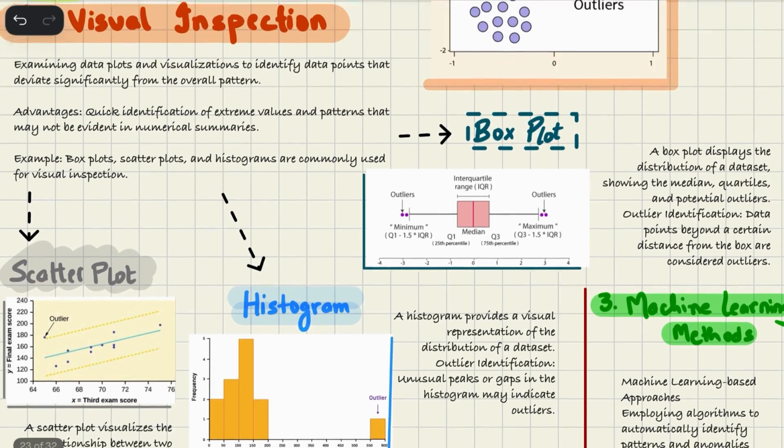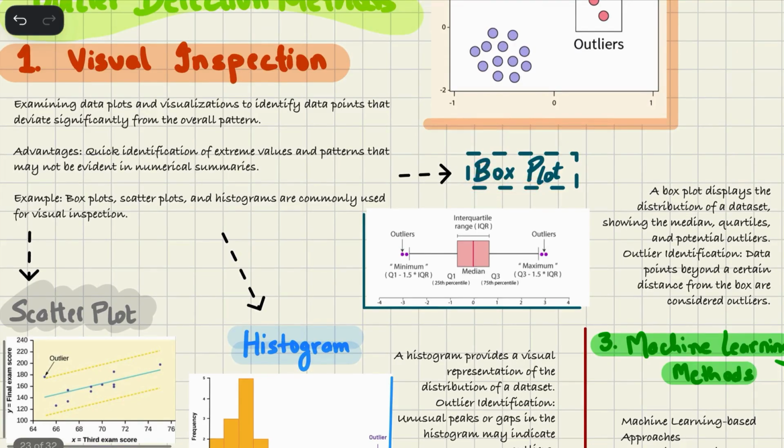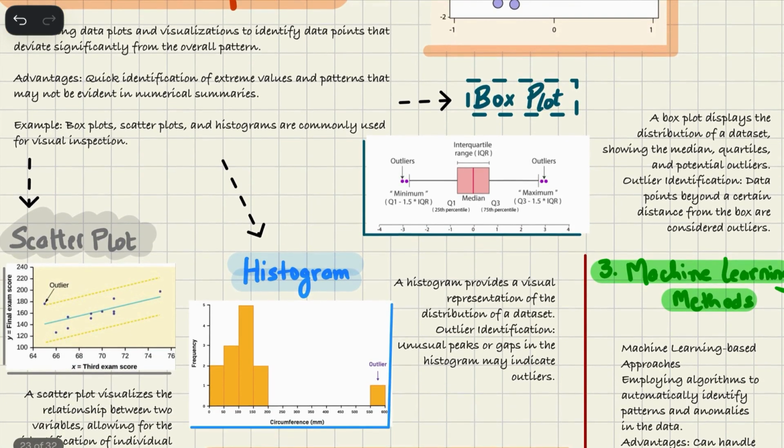Then we also have box plot. So box plot plays a very vital role. It clearly defines what the mean and the median are, and it provides us the IQR, which is the interquartile range. And after that IQR range, whatever data points are existing are known as outliers. All right, so it displays data quartiles.